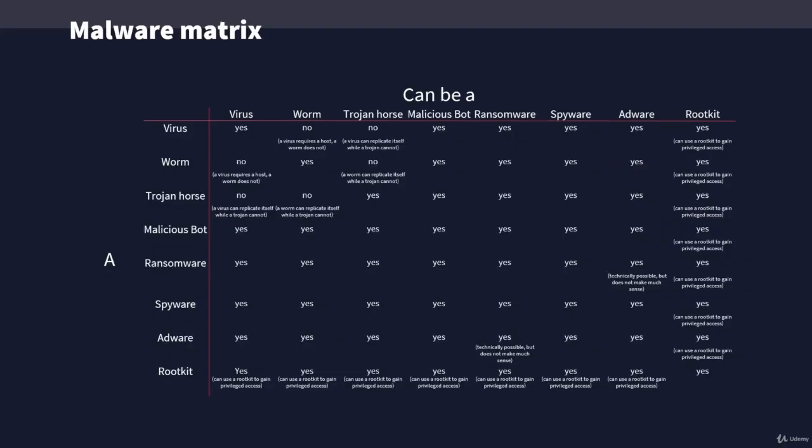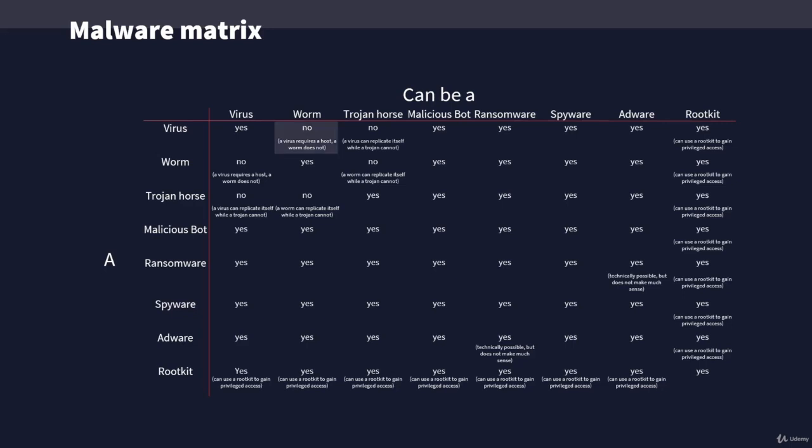Before we wrap up, let's have a look at the malware matrix. You might have already noticed that some types of malware can overlap. To better understand the relations between different malware types learned today, we will explore the following malware matrix.